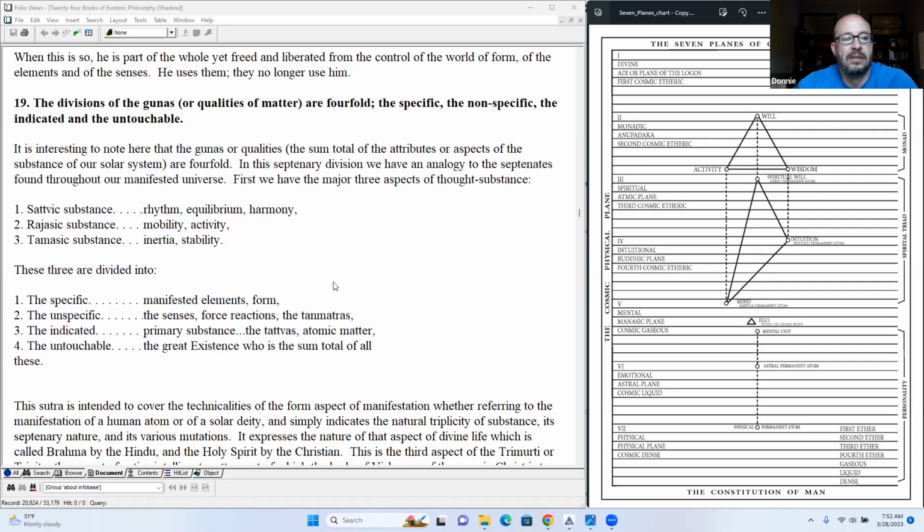And then we've got these three are divided into the specific, manifested elements or form, the unspecific, the senses, force reactions, and the 10 mantras, the indicated, primary substance, the tattvas, or atomic matter, and the untouchable, and the great existence, who is the sum total of all of these.